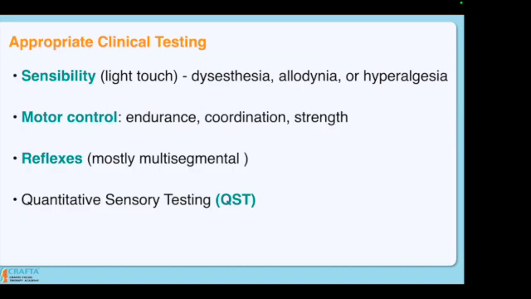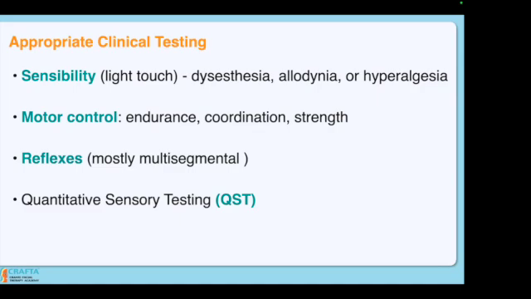So what is the appropriate clinical testing when we talk about this classification? Think about sensibility, think about motor control, and think about the reflexes. So that means our neurological examination. The same as we do with an upper limb, the same as we do with leg pain or a problem of the nerves in the lower part. We can do the same, of course, in the orofacial field. When we do a sensibility test, we can do this with some soft superficial touch. We can do that with a pinprick. We can do that with other kinds of things to test it.